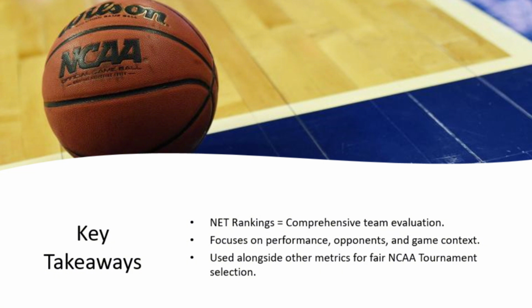To recap, the net rankings are a sophisticated, modern system that evaluates women's college basketball teams based on game results, strength of schedule, efficiency, and more. They're updated daily starting in December and are a cornerstone of the NCAA tournament selection process. While the net is critical, the selection committee uses multiple data points to ensure a fair and competitive bracket. By understanding the net, fans, players, and coaches can better appreciate the nuances of team rankings and what it takes to secure a spot in March Madness.